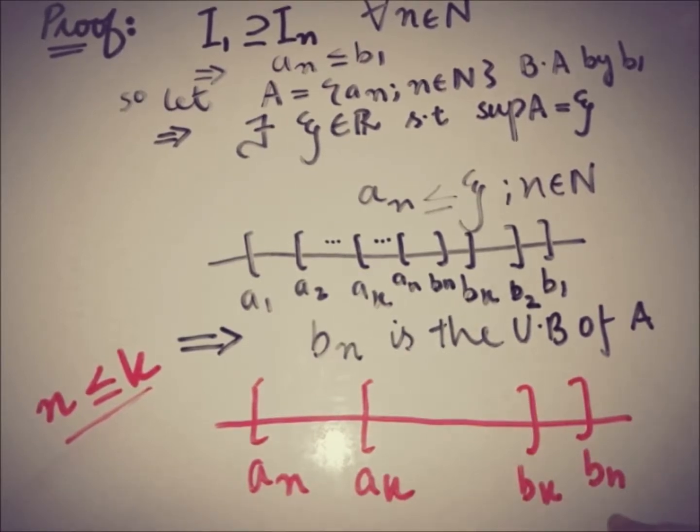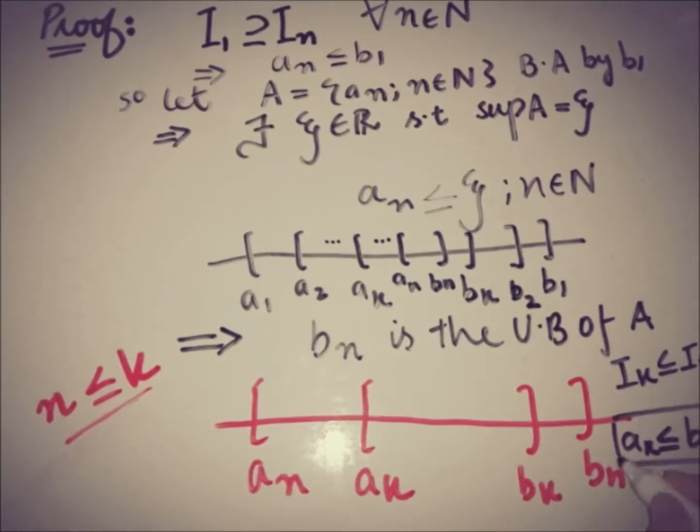If n is less than k, we have the relation of ak, bk and bn: ak is less than or equal to bk, and bk is less than or equal to bn. Also we can say that Ik, the kth interval, is a subset of the nth interval. So we have the information here that Ik is a subset of In, and ak is less than or equal to bk, which is less than or equal to bn. This is the information that we extracted when n is less than or equal to k.